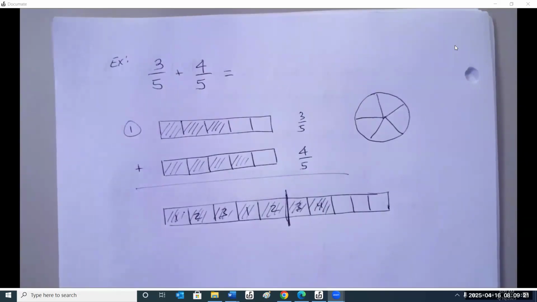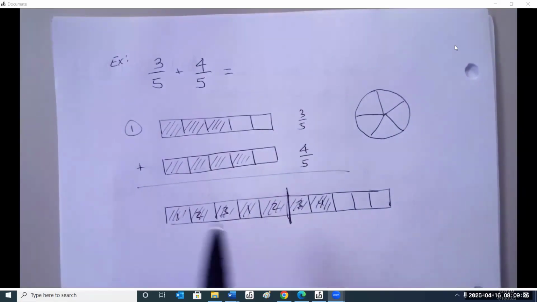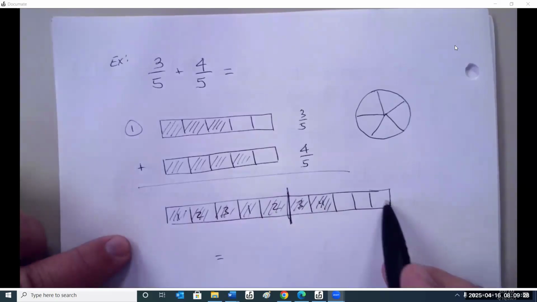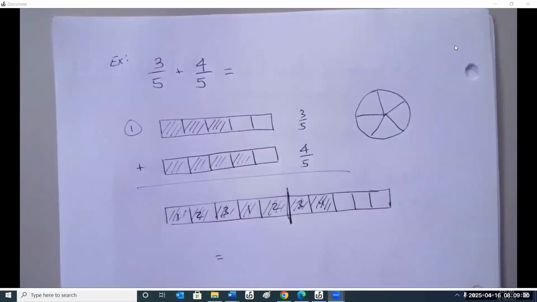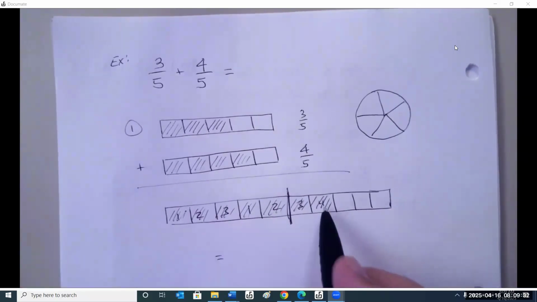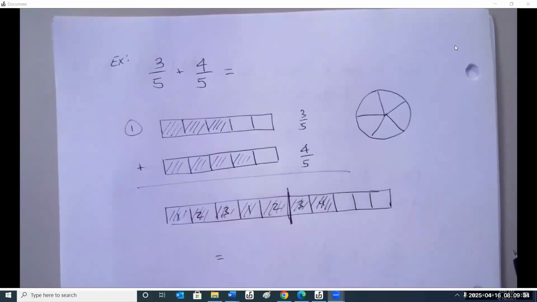So what's the answer going to be? Isn't it 7/10? That's what the kids are going to say. You have 7 shaded. Now there's 10 boxes. How would you answer that if you're, well, you will be the teacher? How would you answer that?